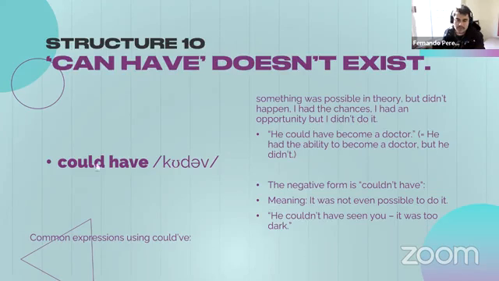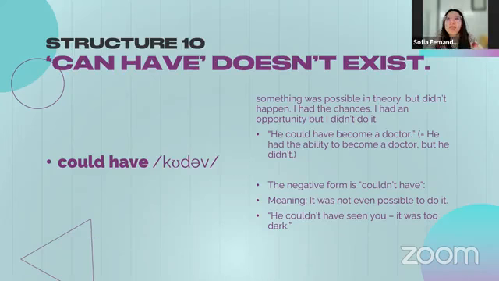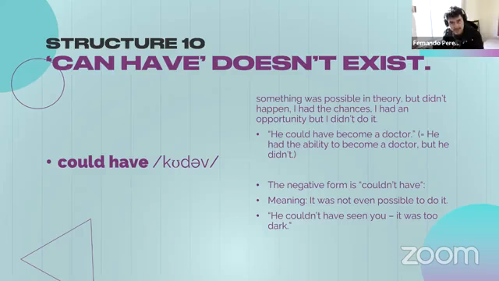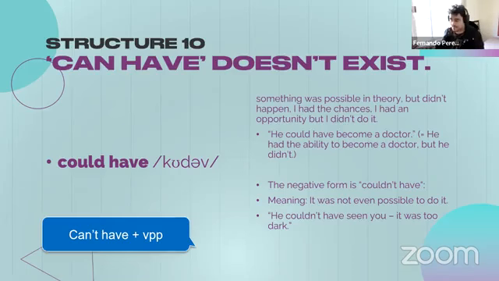In what other situation would you use could have? Teacher, I think that couldn't have doesn't exist because you have can't have. Exactly. Precisely. Couldn't have doesn't exist because you have can't have. Exactly, the opposite way.